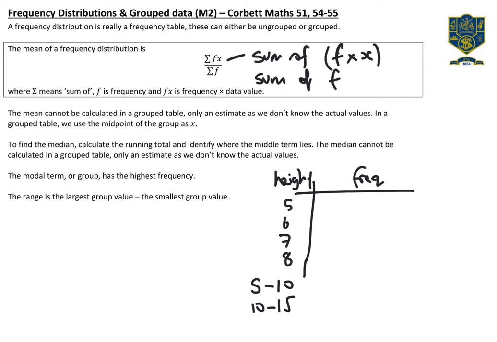To find the median, we calculate the running total and identify where the middle term is. The median can't be calculated exactly in a grouped table, it's again only an estimate because we don't know the actual values. In the case of grouped tables, we might use n over 2 or n plus 1 over 2, whichever is easier, to get an estimate for the median. The modal term or group will have the highest frequency, and the range is the largest group value minus the smallest group value.